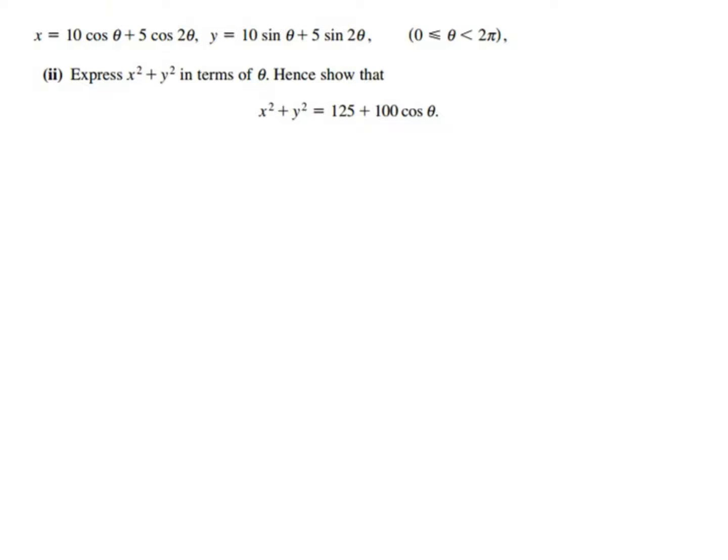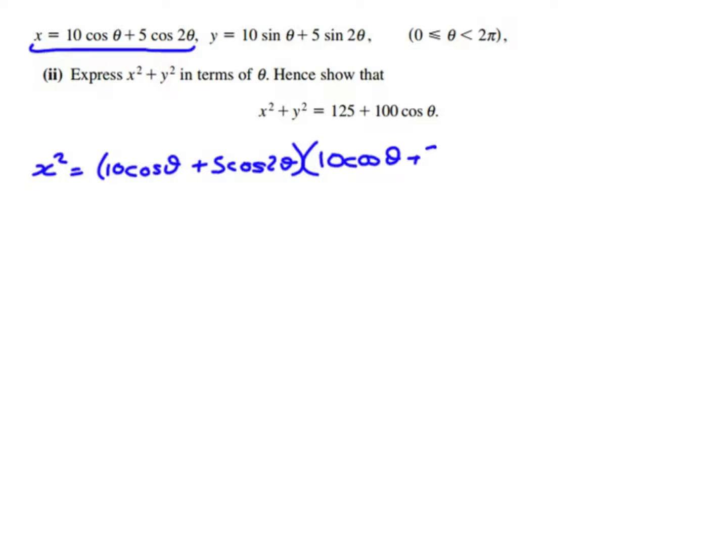Now part 2 of the question, we're asked to express x squared plus y squared in terms of theta, and to show that x squared plus y squared is 125 plus 100 cos theta. Now there's a lot of messing about with algebra and trigonometry here. We need to begin by working out what x squared actually is.